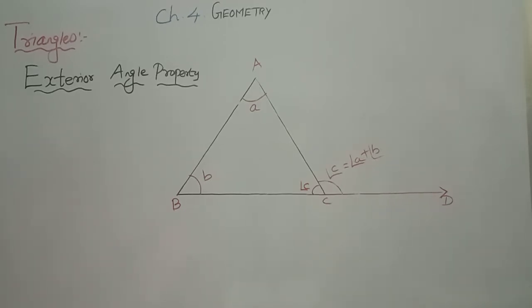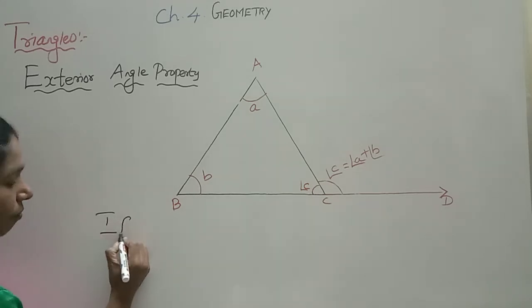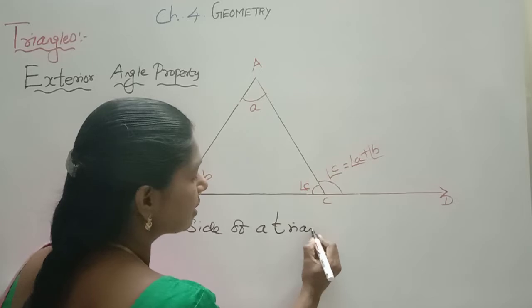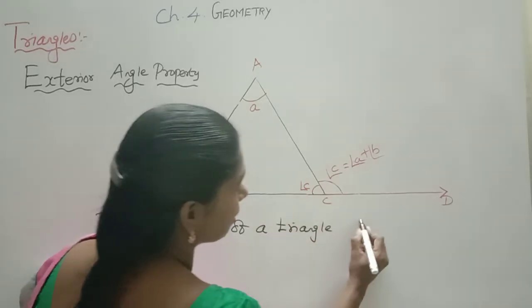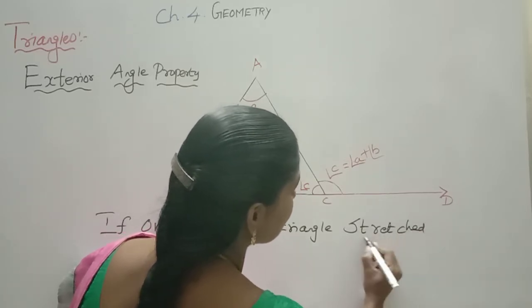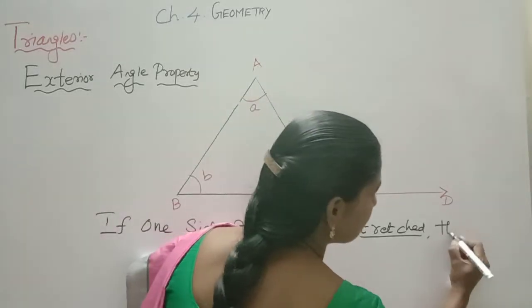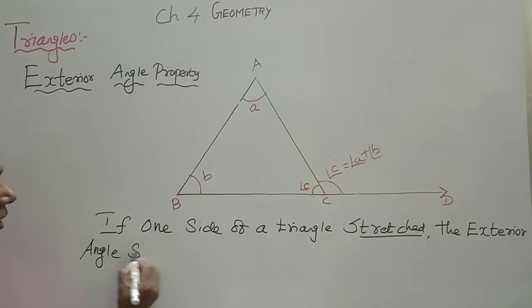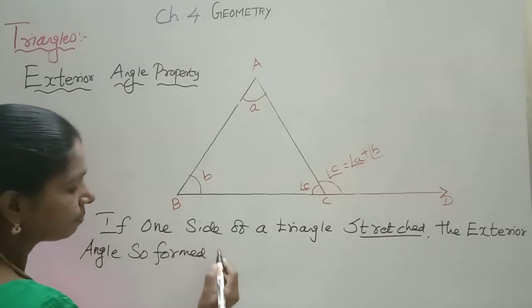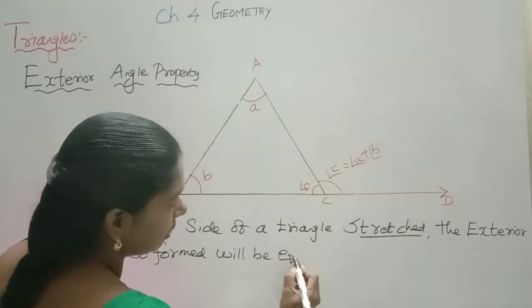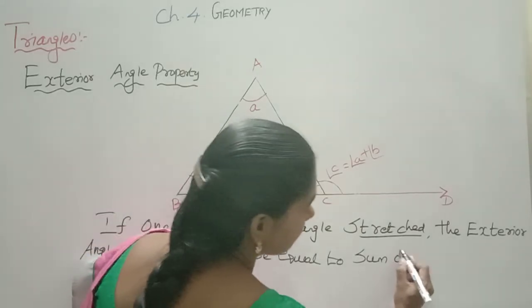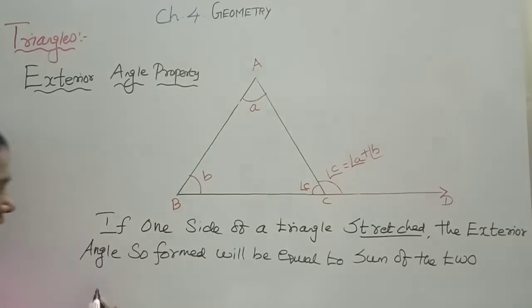What is the property? If one side of any triangle is stretched, stretched means extended, the exterior angle so formed will be equal to the sum of the two interior opposite angles.